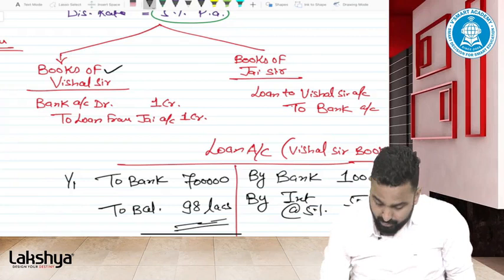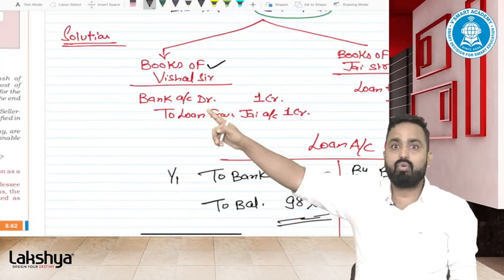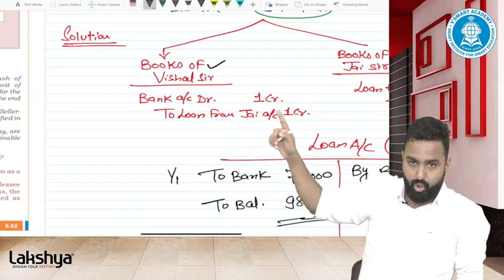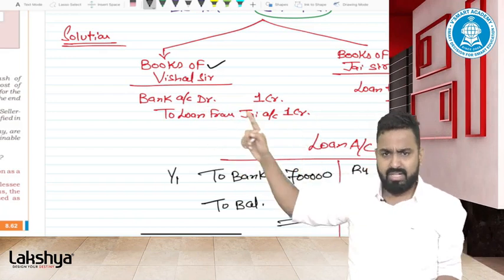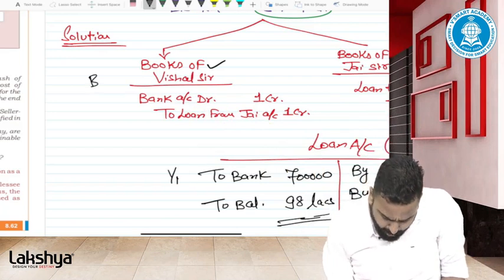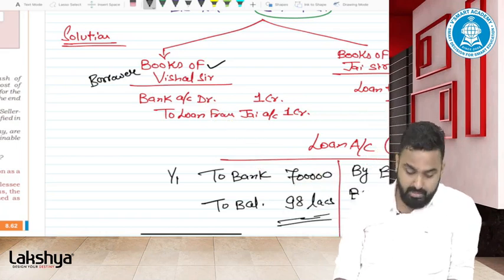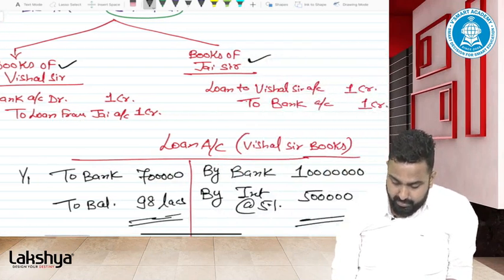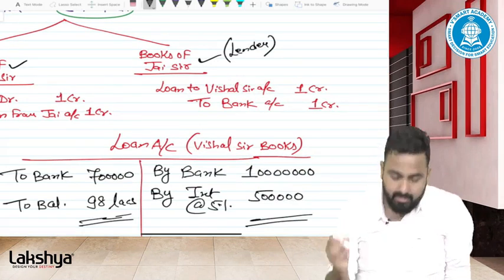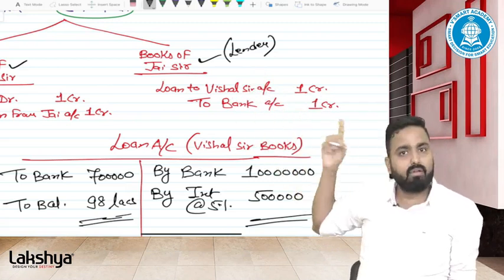Books of Vishal sir, books of Jay sir. If we take the books of Vishal sir, Vishal sir has got 1 crore from Jay sir. Vishal sir is basically the borrower, and will make the following journal entry: bank account debit to loan from Jay, 1 crore. Books of Jay sir. Jay sir is the lender. Loan to Vishal sir account debit to bank, 1 crore.